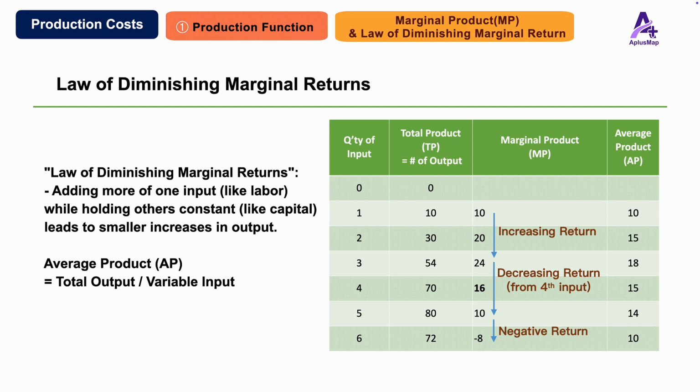Got it. Decreasing is less good. Negative is actually bad for total output. You got it. Okay, so besides the marginal product, there's also average product, or AP. Right. This one seems simpler. It just tells us the average output per worker, right?